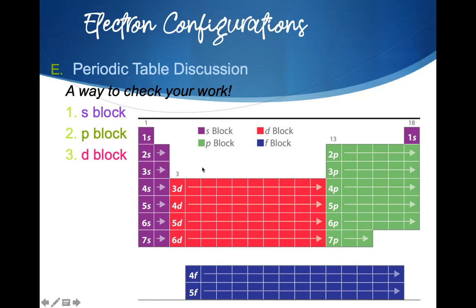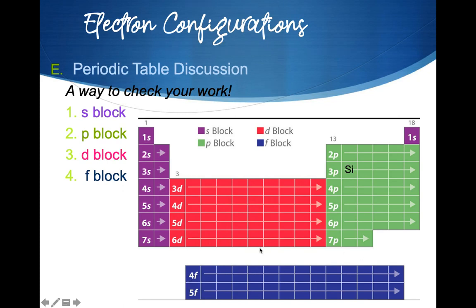The D block, so probably without even counting, you could predict how many columns this is across. The D has 5 orbitals, 10 electrons, so you're right. 1, 2, 3, 4, 5, 6, 7, 8, 9, 10. And then the F block, again, without even counting, you could figure it out. Oh, 7 orbitals, 14 electrons, and it is. The F block is 14 across.